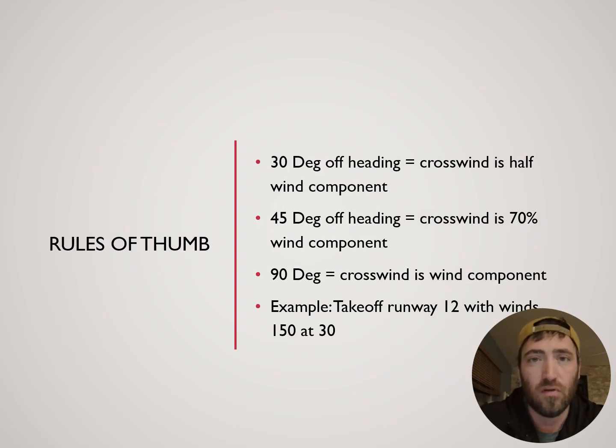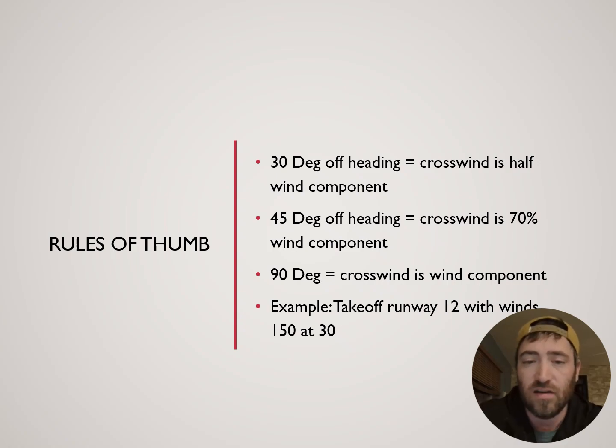Horizontally, that's our crosswind component, and vertically is our headwind and tailwind component. A couple of rules of thumb we can utilize for this. If the wind direction is 30 degrees off our heading, the crosswind is half of our wind component. 45 degrees off heading is 70%, the crosswind component is 70% of the wind component. And if the wind is 90 degrees off, that wind component is our crosswind.